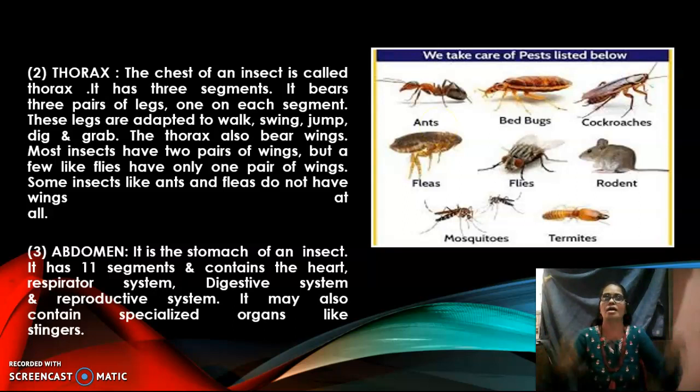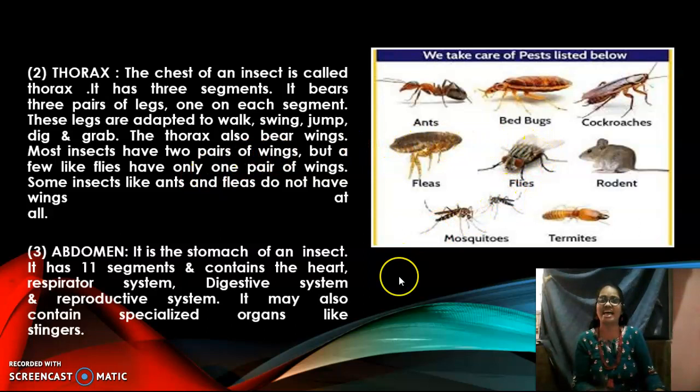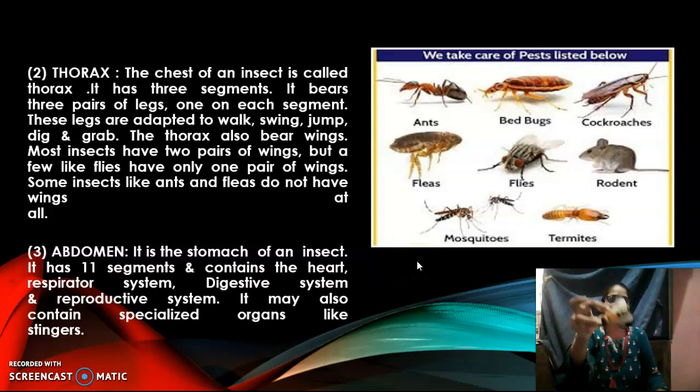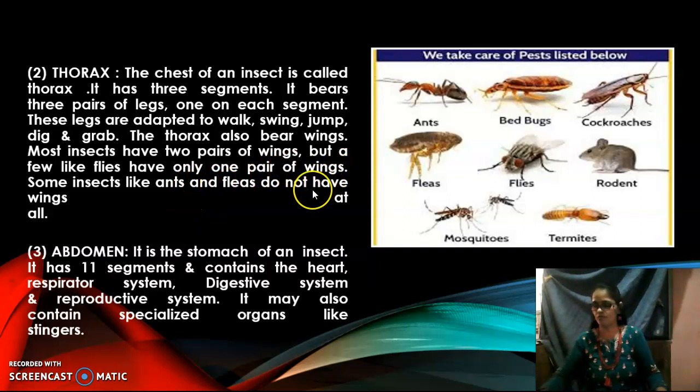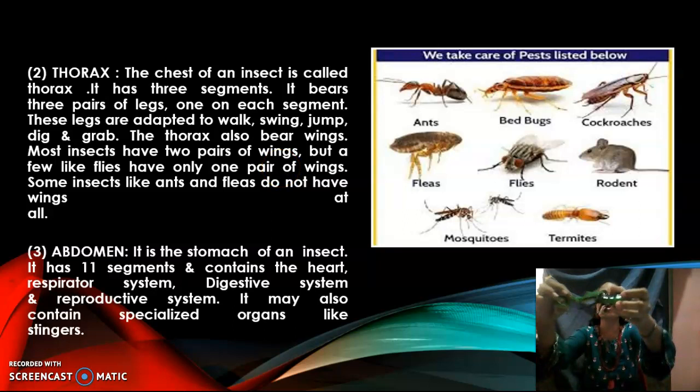The thorax also bears wings. Most insects have two pairs of wings, but a few like flies have only one pair of wings. See, only one pair of wings. Can you see one pair of wings? Some insects like ants and fleas, children, see fleas, do not have wings at all.